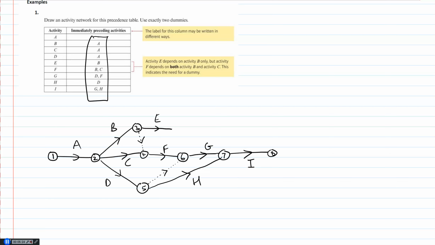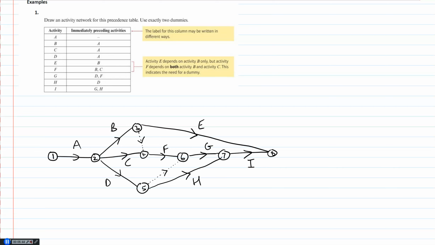Once E is done, E depends on B. But once you've got E, it doesn't depend on anything. So E can go straight to the very end because it's not used for anything else. So I can connect it directly here and call that E, and then I've only used 2 dummies. So it gets a bit more involved the more activities you've got. And depending on how these precedents set up, you've got to be very, very careful.